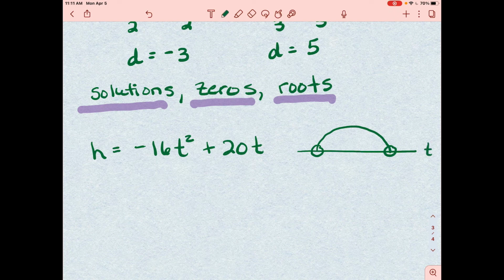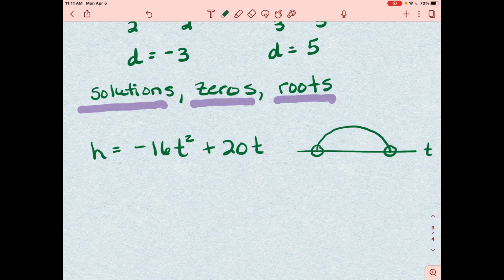Okay. She jumps up in the air, but when her height is 0, we want to know what time. What time is she going to do that? We'll put our h-axis on there in just a minute. Okay, so what can we do with this?